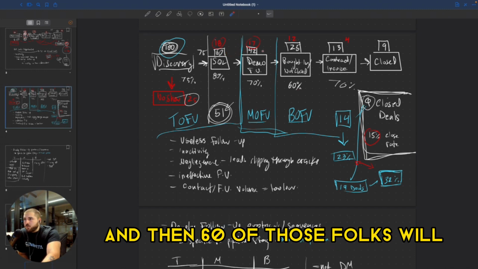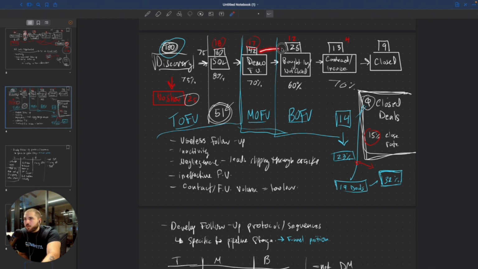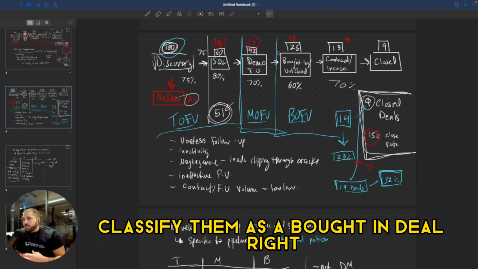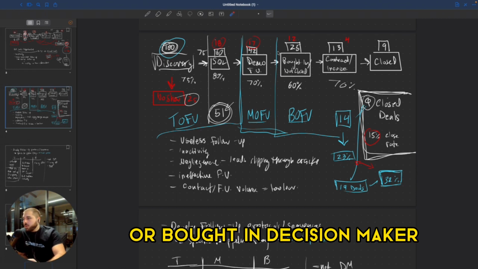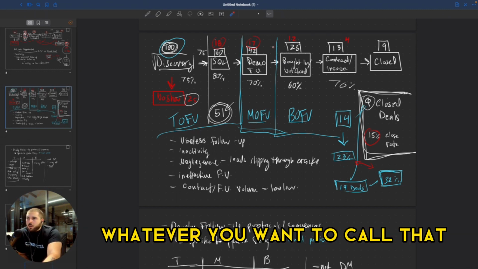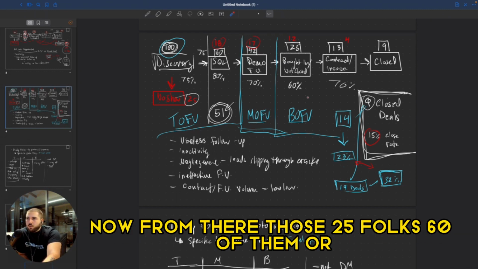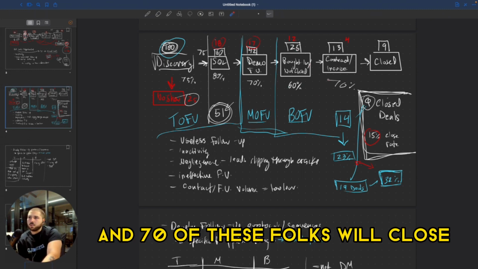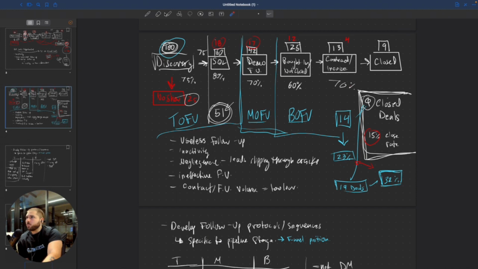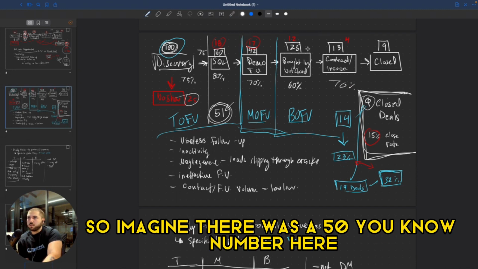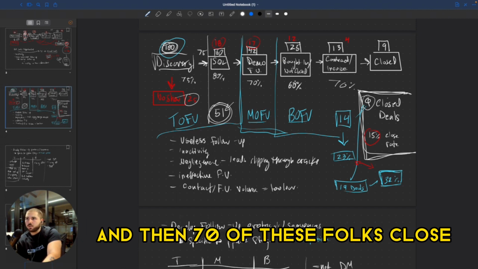And then 60% of those folks will be bought in enough for you to classify them as a bought in deal, or bought in decision maker. Or if you're just doing one call, you can do a demo not closed pipeline stage. Doesn't really matter, whatever you want to call that. Now, from there, those 25 folks, 50% of these folks will end up getting a contract or invoice, and then 70% of these folks will close. So we're just missing the 50% here. Imagine there was a 50% number here, and then 70% of these folks close.